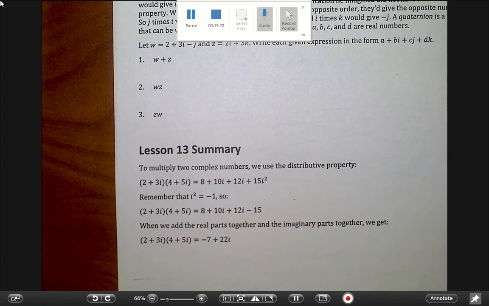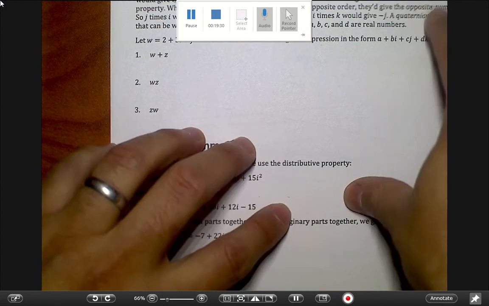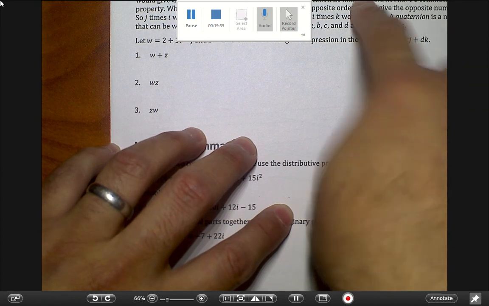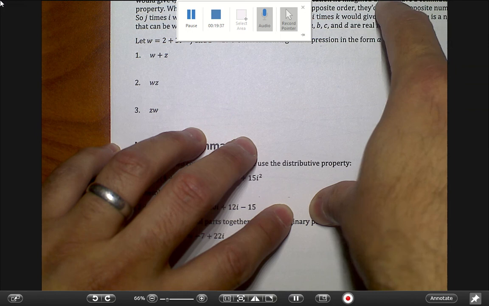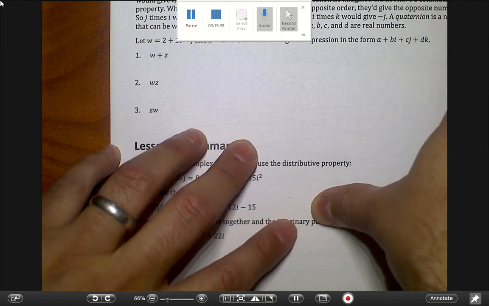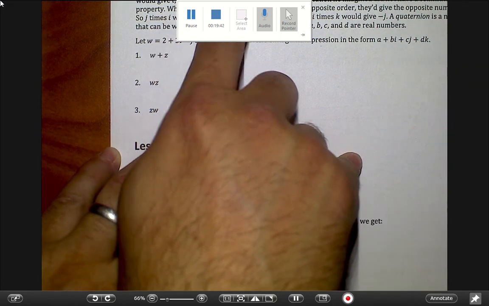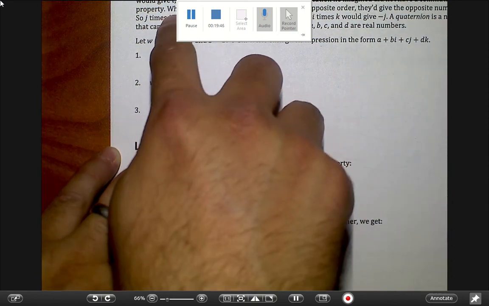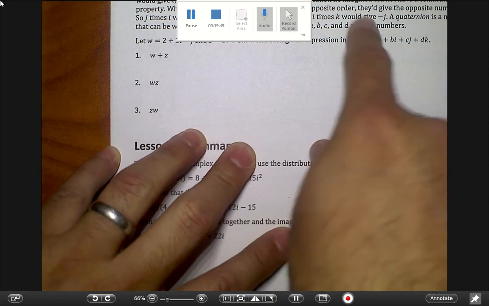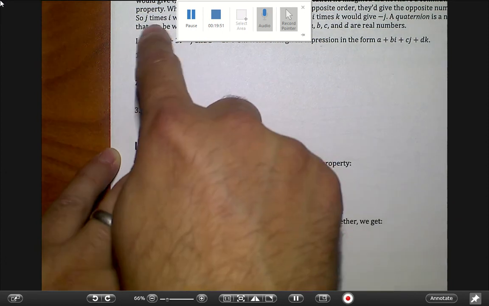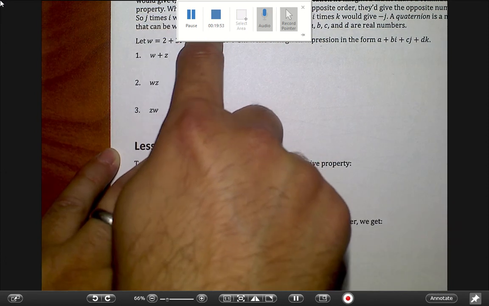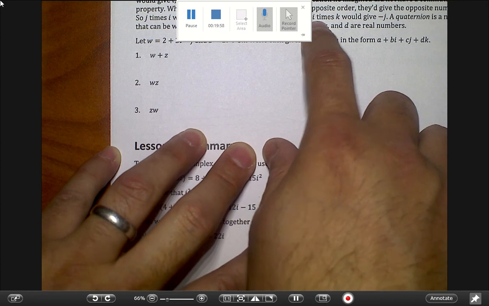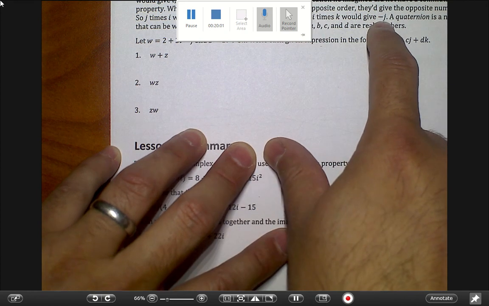i, j, k sometimes would give, i times j would give k, j times k would give i, k times i would give j, but the multiplication he imagined did not have a commutative property. When those numbers were multiplied in the opposite order, they would give the opposite number. So j times i would give negative k, k times j would give negative i, and i times k would give negative j.